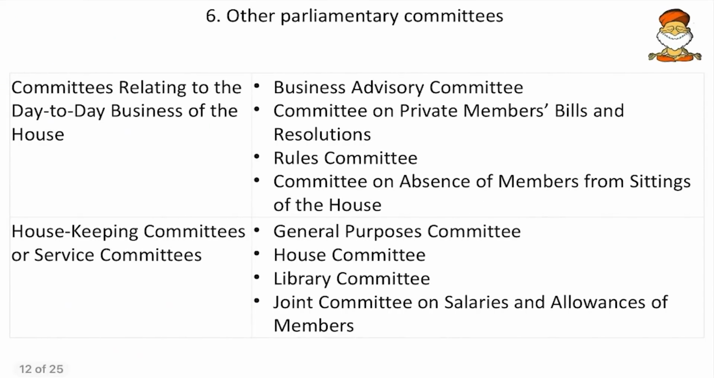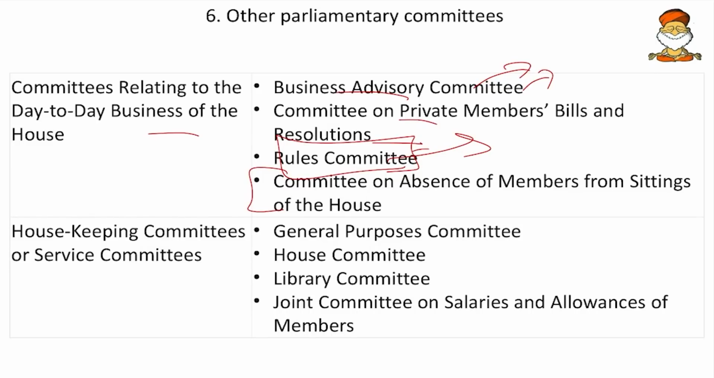And then we have committees relating to the day-to-day business, that is the Business Advisory Committee. So it advises on the day-to-day business. For the Business Advisory Committee, most probably the Speaker will be the chairman. Then the Committee on Private Members' Bills and Resolutions, here also. And the Rules Committee, which handles the implementation of the rules of the House, here also most probably the Speaker will be the chairperson. And then the Committee on Absence of Members from Sittings of the House, so whoever is absent, what action should be taken on them.